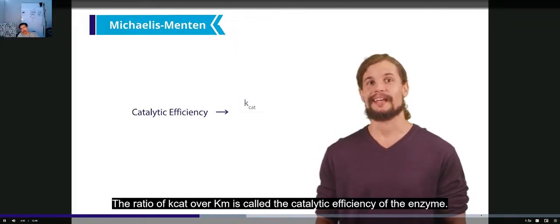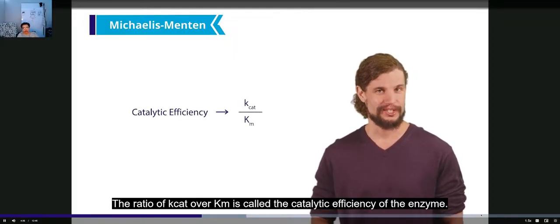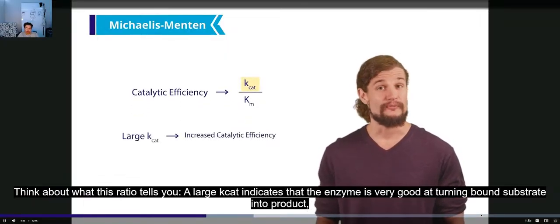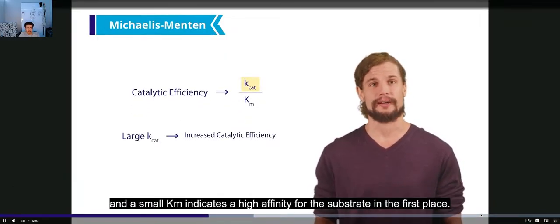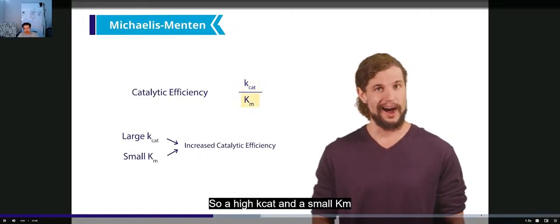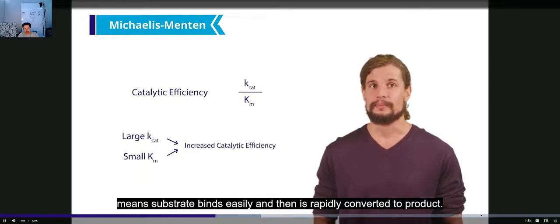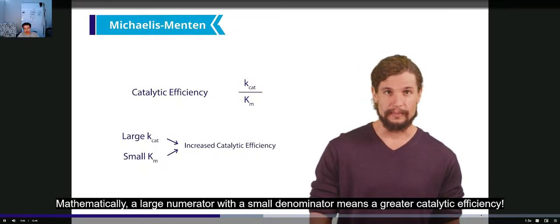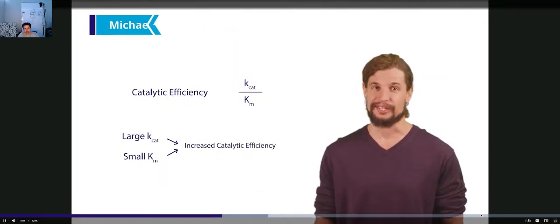Finally, one more interesting way to combine these variables. The ratio of Kcat over Km is called the catalytic efficiency of the enzyme. Think about what this ratio tells you. A large Kcat indicates that the enzyme is very good at turning bound substrate into product, and a small Km indicates a high affinity for the substrate in the first place. So a high Kcat and a small Km means substrate binds easily and then is rapidly converted to product. Mathematically, a large numerator with a small denominator means a greater catalytic efficiency.